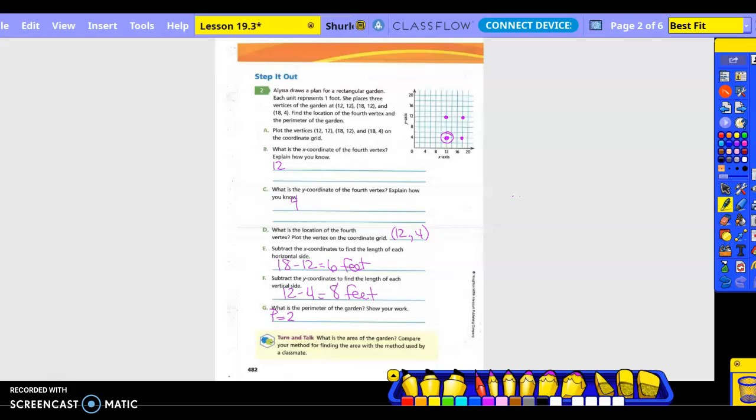2w plus 2l, right? And then that means 2 times 6 plus 2 times 8. So what is 2 times 6? 12 plus 2 times 8 is 16. So 28 feet.